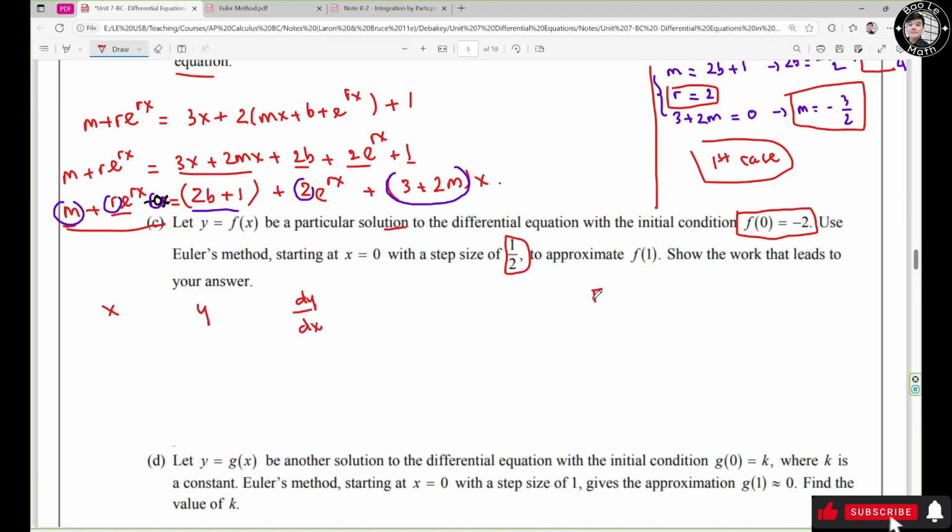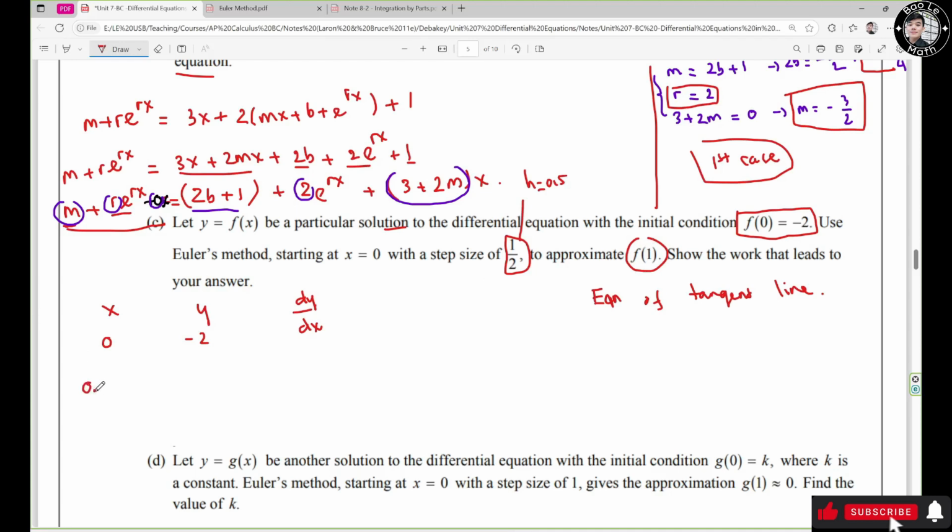And this one is the equation of the tangent line. Now, the initial condition is going to be 0 and negative 2, so x equals 0, y equals negative 2. The step size right here, h equals 0.5. And the final value is 1 right here. So you keep adding 0.5 until you get 1.